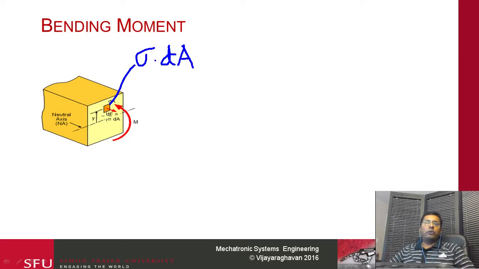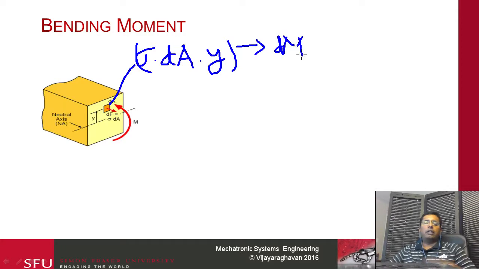This is going to be the force here. Notice that this point is at a distance y from our reference axis. So this is my axis of rotation. So basically what I do is I need to multiply this by y. This gives me the small moment. So this will be my dM. d is used to denote a differential or an infinitesimally small value.